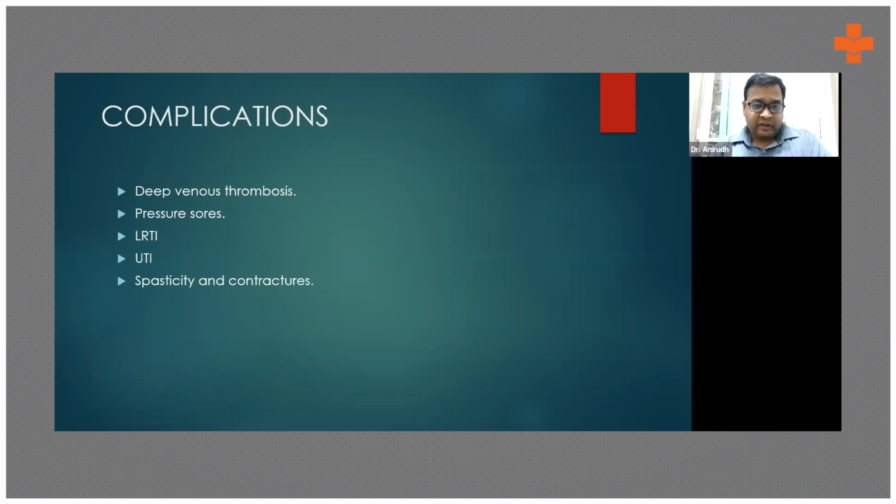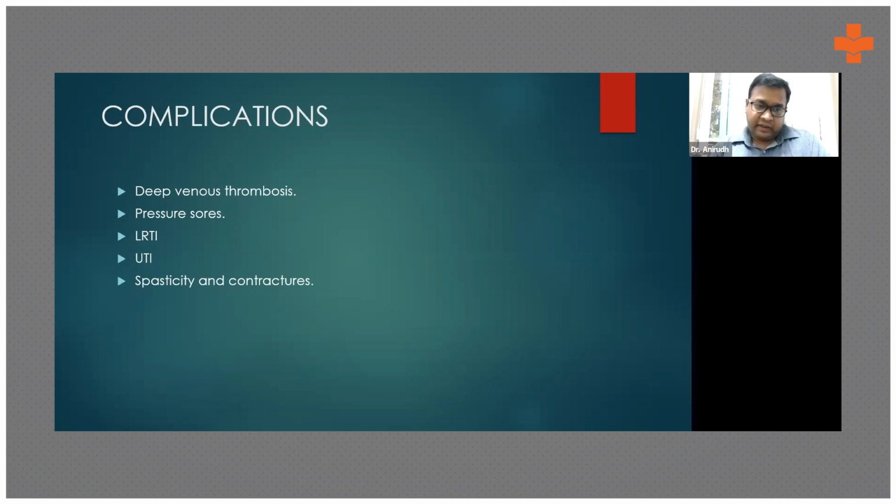Then we have spasticity and contractures. Spasticity is generally defined as the increased tone in a group of muscles, which depends upon the velocity of the movement and the degree of movement. Spasticity is very common in stroke, and we'll discuss that generally in the upper limb, we see a flexor synergy pattern, and in the lower limbs, we see an extensor synergy pattern.